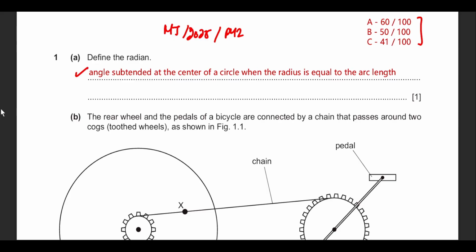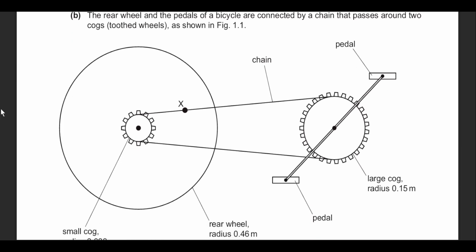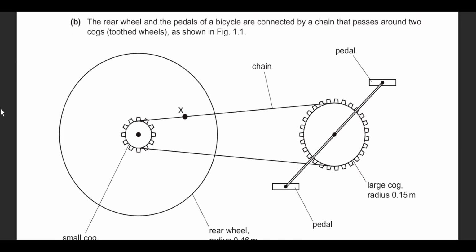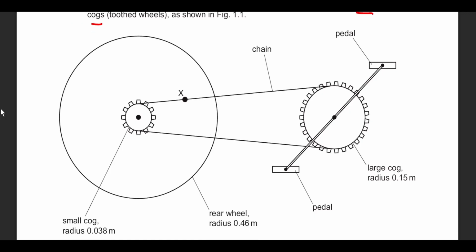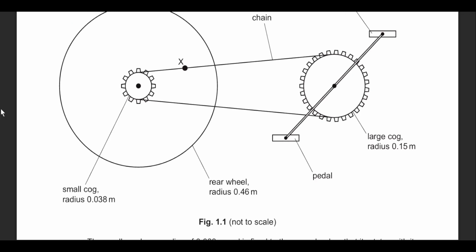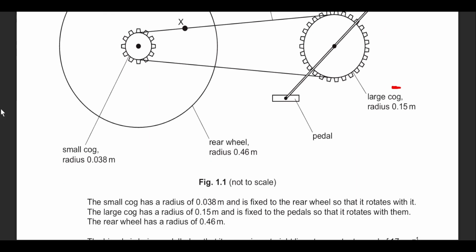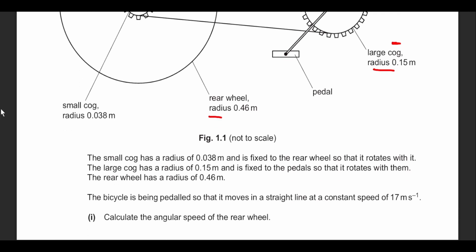This is very simple. We can copy the answers from the marking scheme. Part B. The rear wheel is given the situation, so on and so forth. It passes around the cogs. It looks like a bicycle system. There is a small cog and there is a larger cog for this. Rear wheel radius is mentioned and large wheel radius is also mentioned. Let's move on to the question.